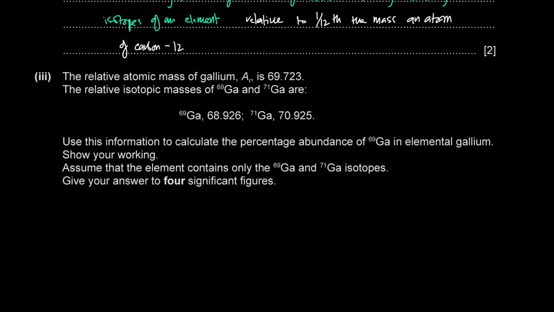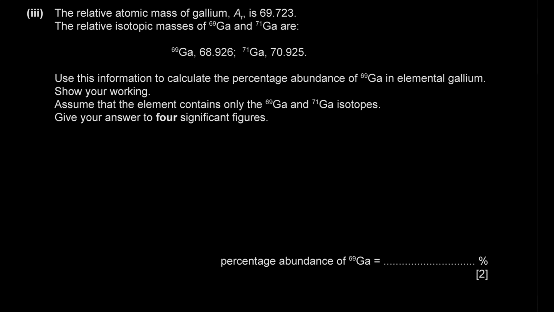The relative atomic mass of gallium is 69.723. The relative isotopic masses of gallium-69 and gallium-71 are given. Use this information to calculate the percentage abundance of gallium-69 in elemental gallium. Show your working. Assume that the element only contains these two isotopes. Give your answer to 4 significant figures.